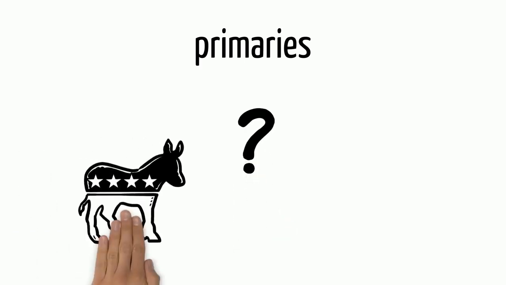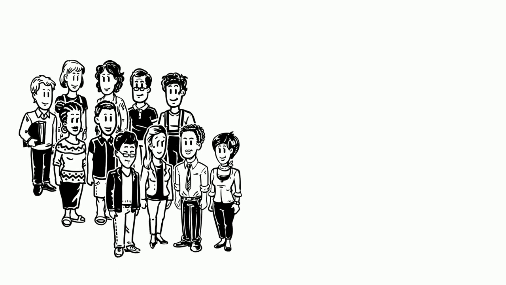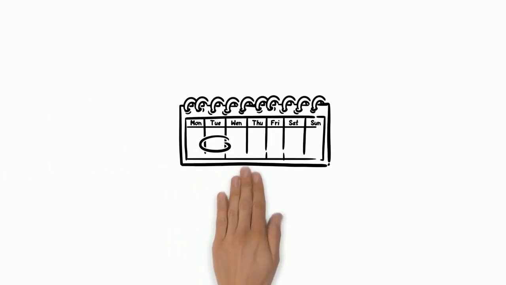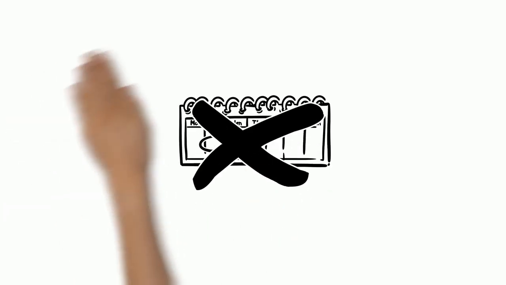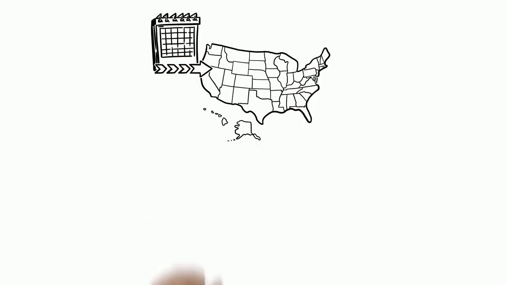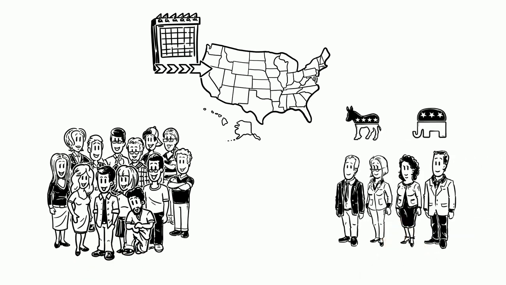First come the primaries. That's when everyone decides which presidential candidate will be running from the Democratic Party and from the Republican Party. Like many Americans, Emily and her father vote on a day called Super Tuesday. But the primaries don't happen that day in the whole country. Some states have different schedules and processes. In some of them, all citizens can vote in the primary, but in others, only registered voters from that party can.